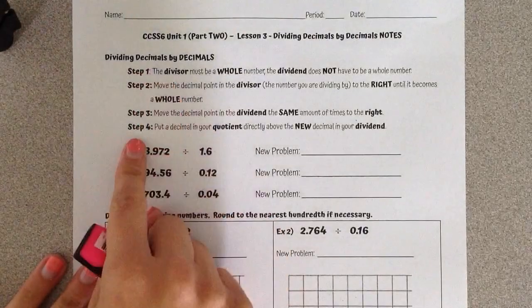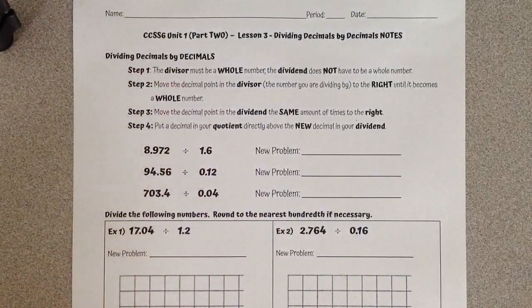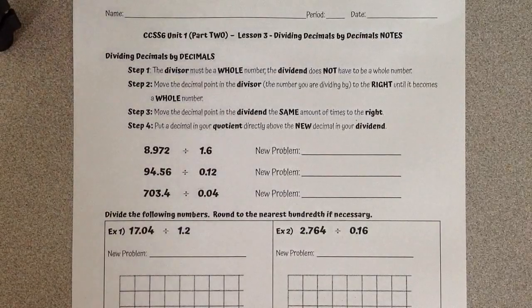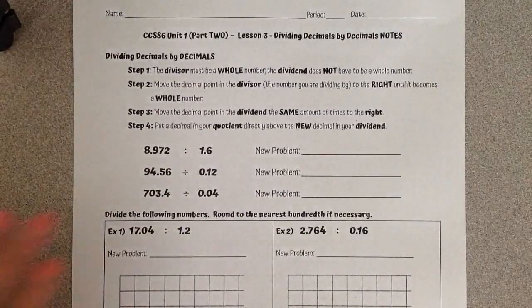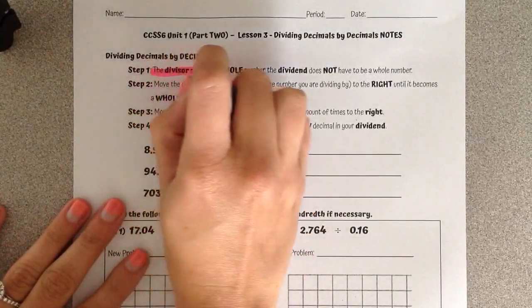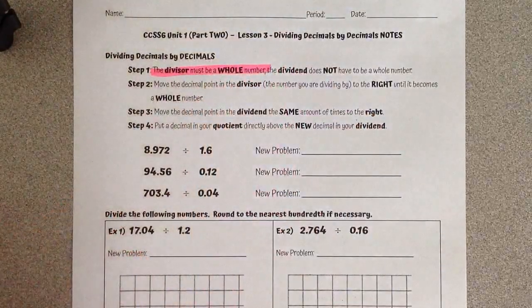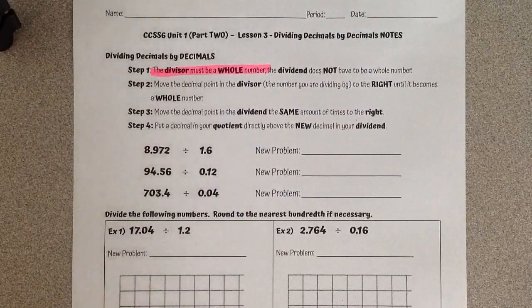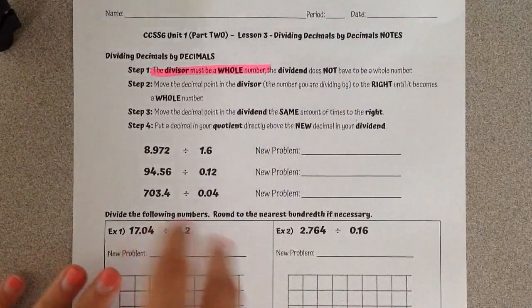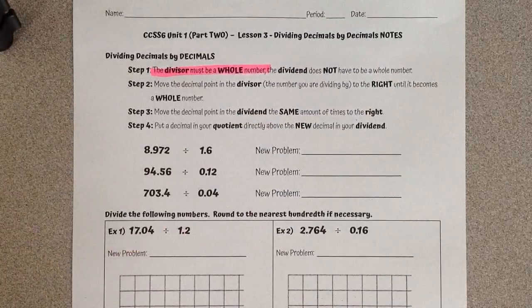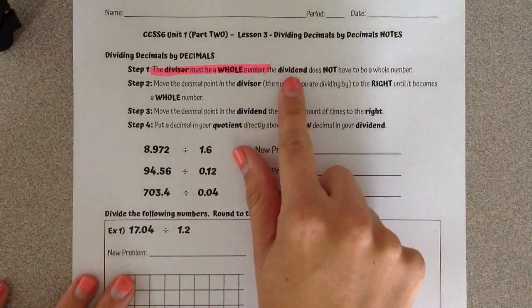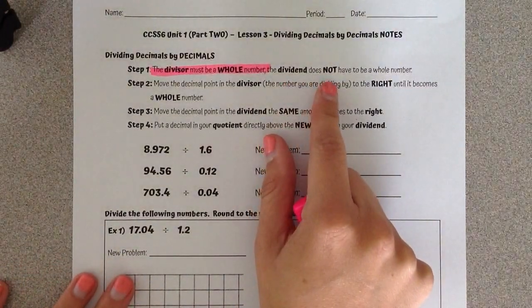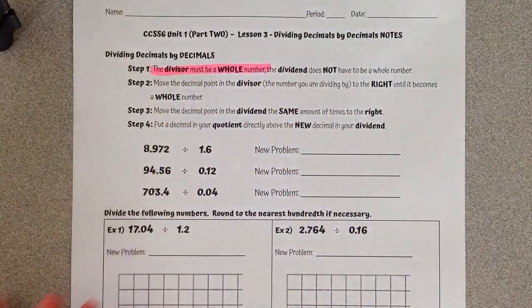Looking at our steps here, step one is that our divisor must be a whole number. I want you to highlight that right there. The divisor must be a whole number. That is the most important part here, and I'm telling you now, that's the part that most people mess up on. It doesn't matter if you do all the long division right if your decimal's in the wrong place. The dividend though does not have to be a whole number. You don't need to make both of them whole, just the divisor.